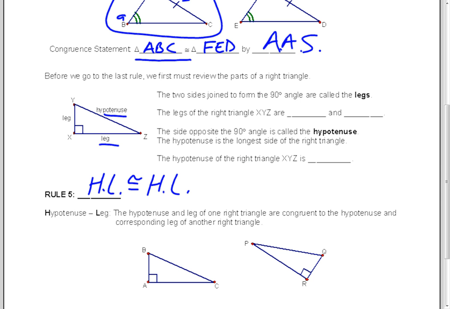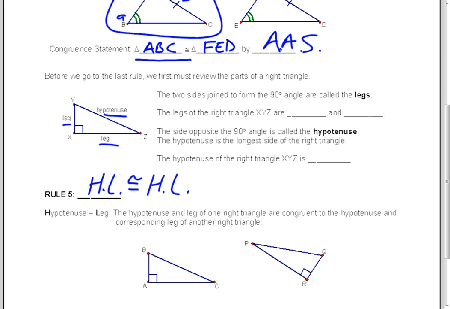This is a little bit of review. On Friday, when you were watching the video, the legs represented something in an isosceles triangle. They were the two equal sides. We're using leg again, but now it's a different definition. It's just the sides that are not the hypotenuse.